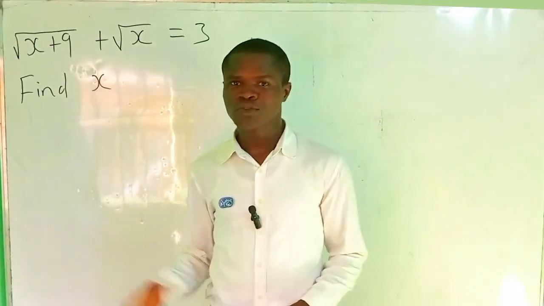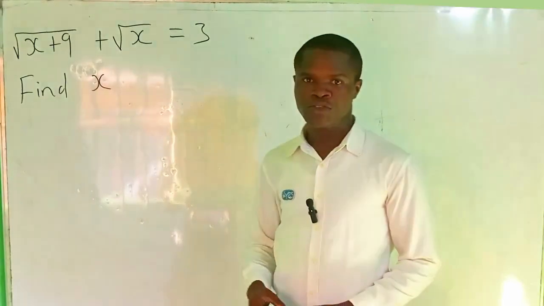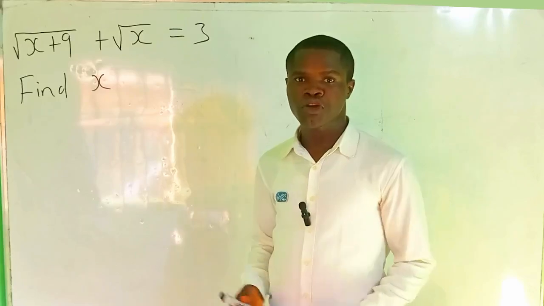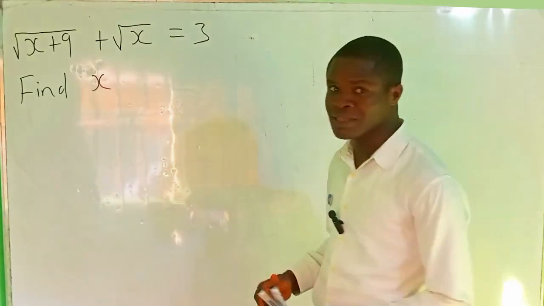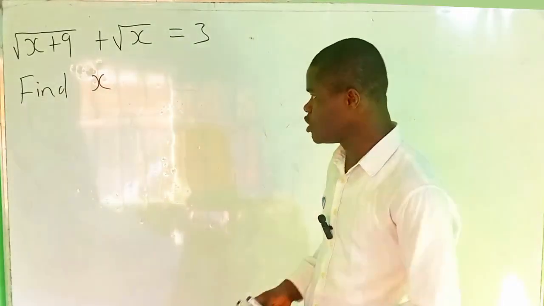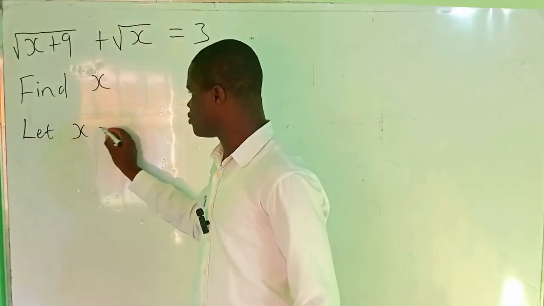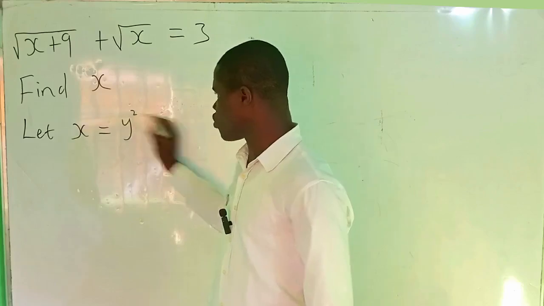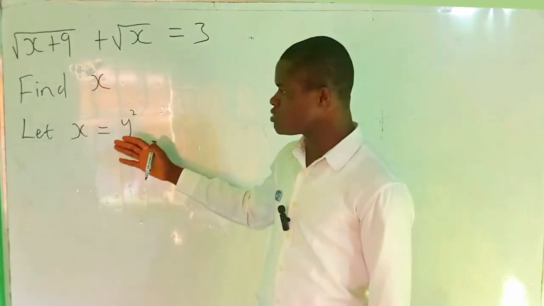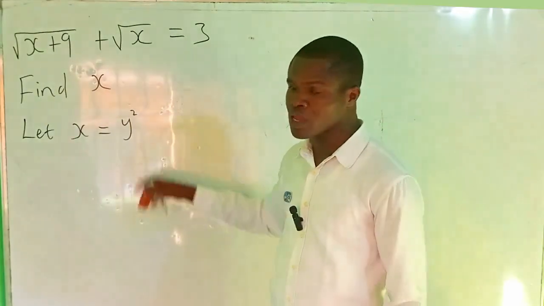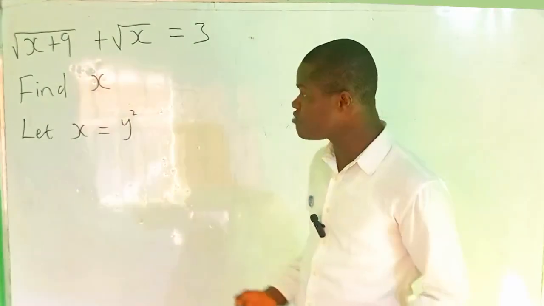So in this lesson, I want to show you how to solve questions like this. When you have a problem like this, using the substitution method makes solving it very fast. You can say, let x be equal to y squared, so that when we replace x in the whole of this equation with y squared, simplifying it becomes much easier.